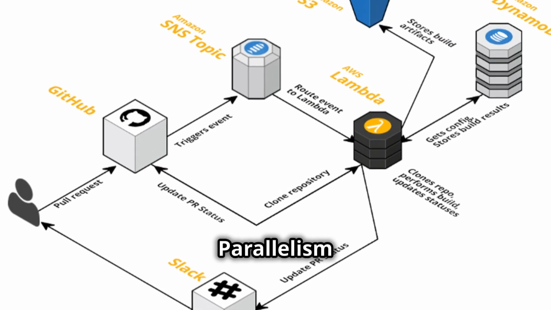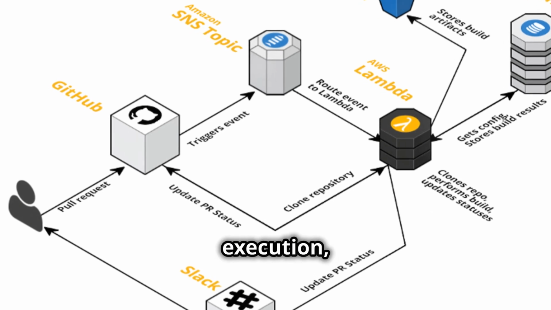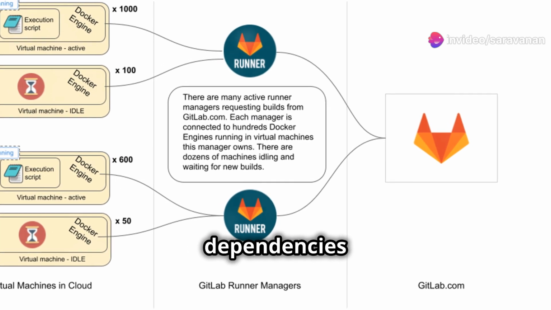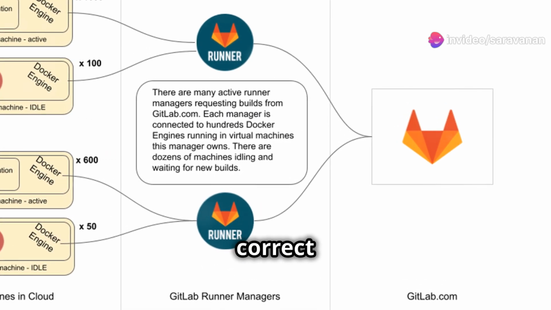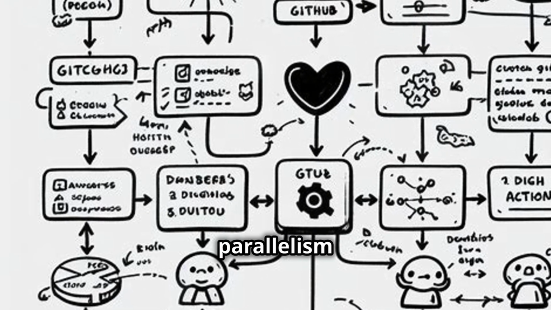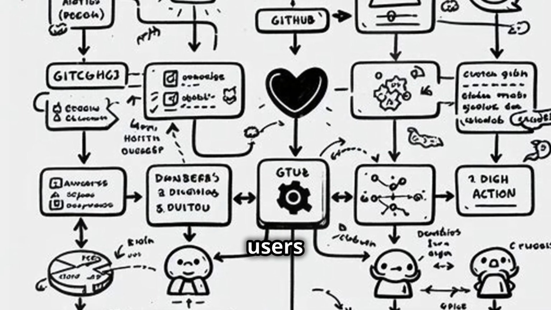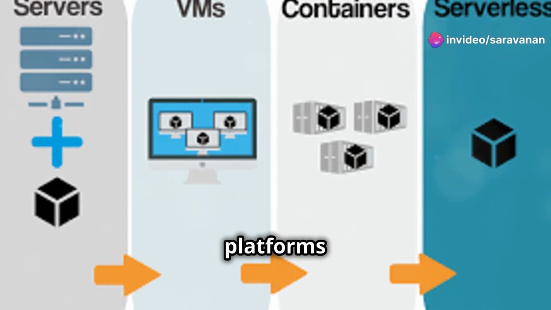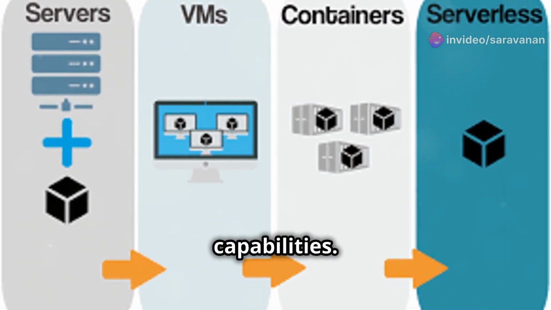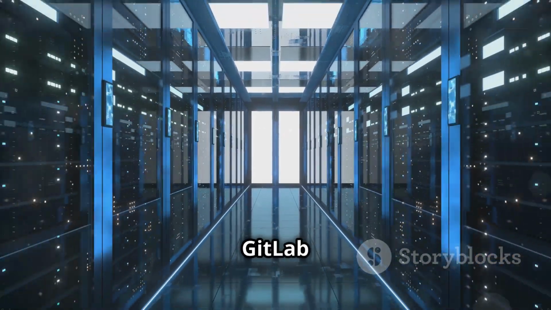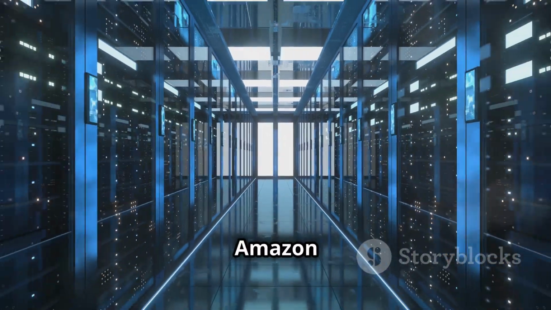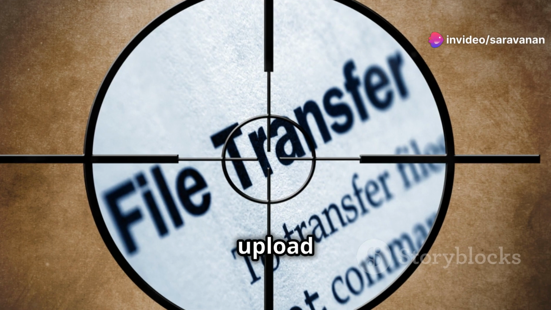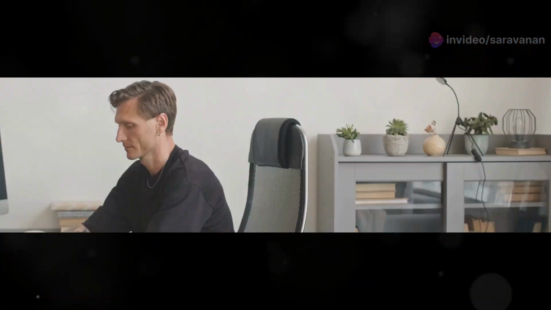Job execution and parallelism. Both tools excel at parallel job execution, a crucial aspect of efficient CI/CD. GitLab Runner allows users to define dependencies between jobs, ensuring that they run in the correct order. GitHub Actions achieves parallelism through its workflow dispatch feature, allowing users to trigger multiple workflows concurrently. Artifact management and caching. Both platforms offer robust artifact management capabilities. GitLab Runner allows artifacts to be stored within GitLab itself or on external storage services like Amazon S3 or Google Cloud Storage. GitHub Actions provides similar functionality, enabling users to upload and download artifacts between workflow runs.